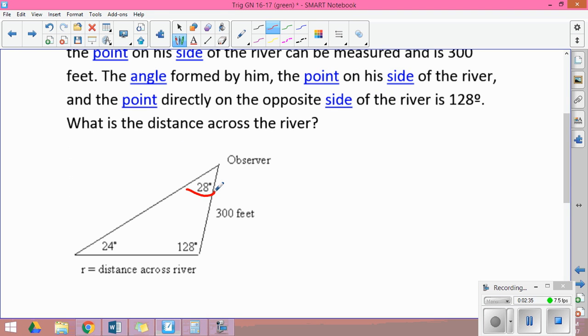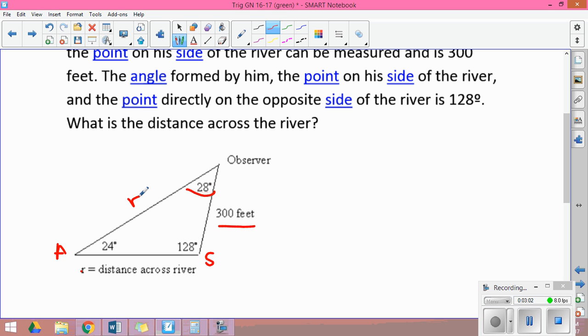And then the distance between the observer and the point on his side of the river, so this is the same side of the river, is 300 feet. And the angle formed by him, the point on his side of the river, and the point on the opposite side of the river, so this is across the river, is 128 degrees. So how far is it across the river? So here's our R. There's where our river runs.